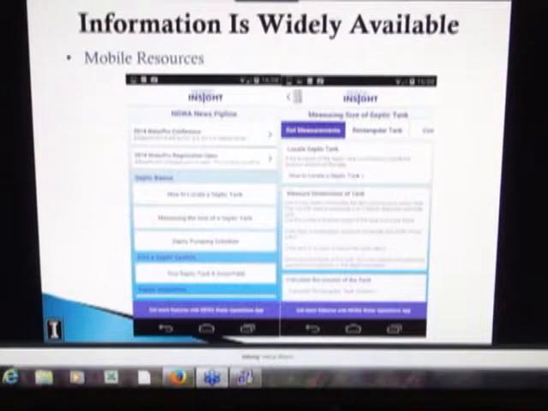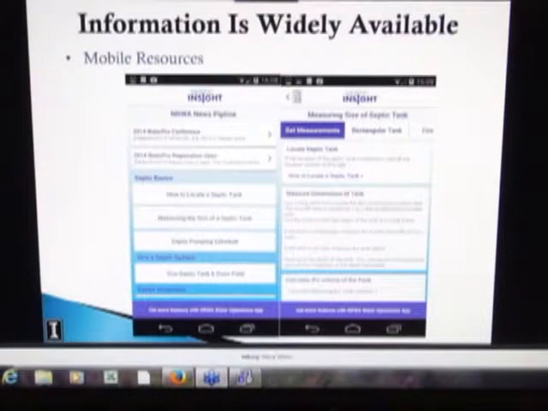The NRWA came out with an app, which I downloaded on my phone, and I took some screenshots here. It's called Septic Insight. It's an app that helps you determine some things about your well. You can set up a pumping schedule. It tells you how to measure the size of your tank and even how to locate your tank, which I think Ron will give us some advice on that today.